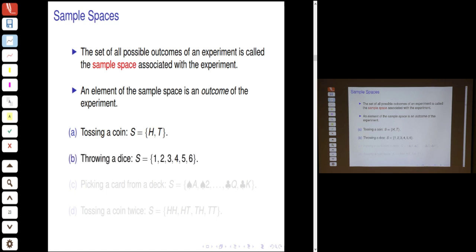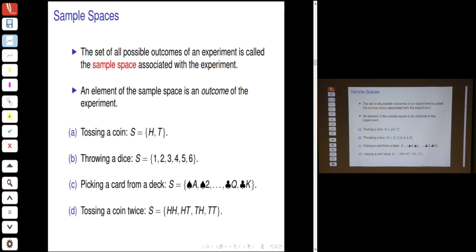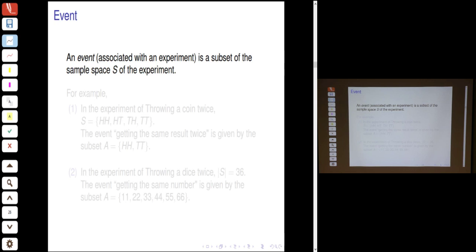Now, in the example of throwing a dice, the sample space has 6 elements, right? Now, picking a card, it has 52 elements. Tossing a coin twice, you get the sample space of size 4 because it's head-head, head-tail, tail-head, tail-tail. Right? Okay, so an event associated with an experiment is a subset of the sample space of the experiment. Right? So now you have a sample space. Any subset is called an event.